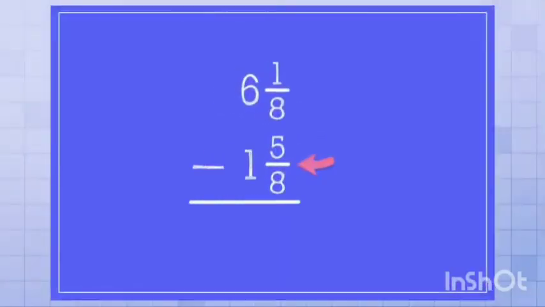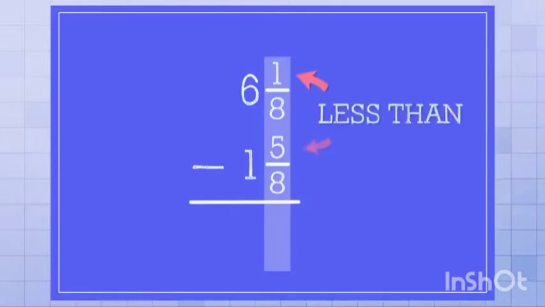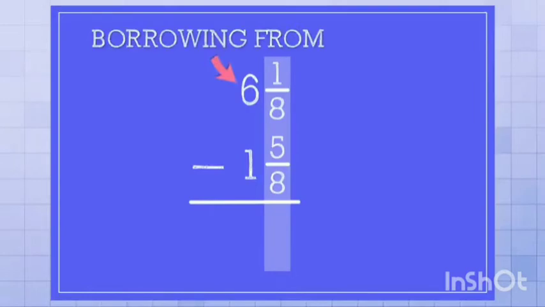The first thing we need to do is put these in stacked form, with the number I'm taking away on the bottom. Then I need to subtract the fractions. But I notice that the fraction on top is less than the fraction on the bottom. So I need to make the fraction on top bigger by borrowing from the whole number part.